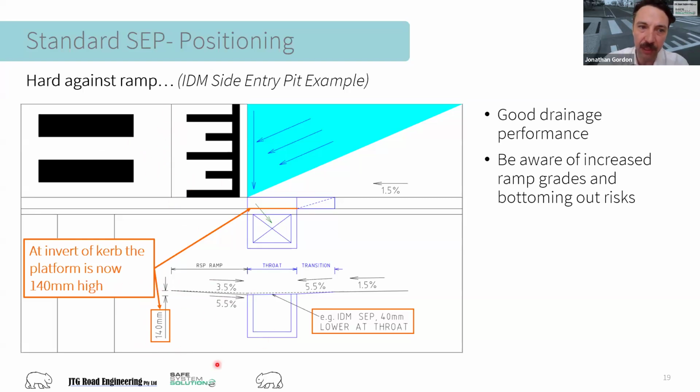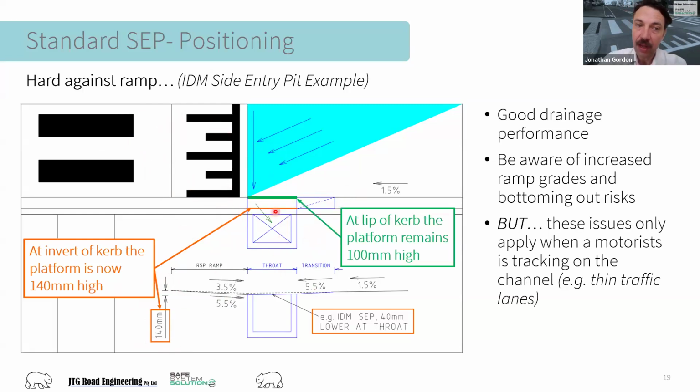And we've added 40 millimeters to that height. That's an issue for someone tracking hard against curb. It's not a huge concern for me. I wouldn't say this is a void option for a drainage solution or that it has significant issues, but it may be something we want to consider. At the lip of curb here, though, we're back at existing surface level. The pit is not affecting the lip of curb levels at all, and we're back to having a 100 millimeter high ramp.